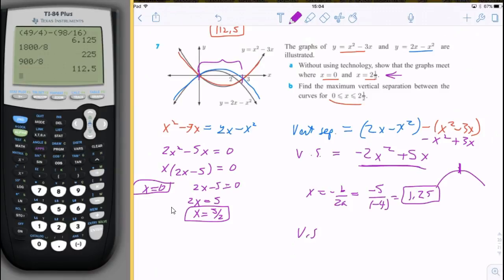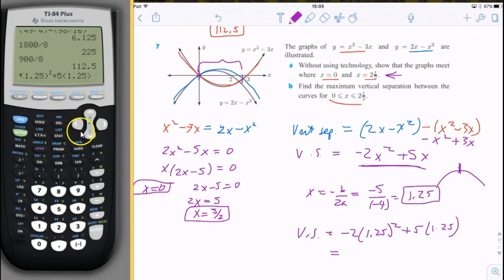So the vertical separation maximum will be negative 2 times 1.25 squared plus 5 times 1.25, and then we could find that by using the calculator. So I just typed all that in the calculator. I have negative 2 times 1.25 squared plus 5 times 1.25, and the answer is 3.125.